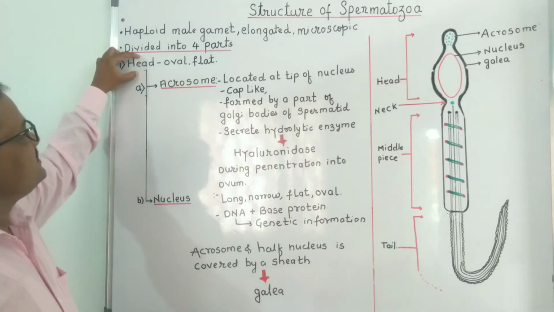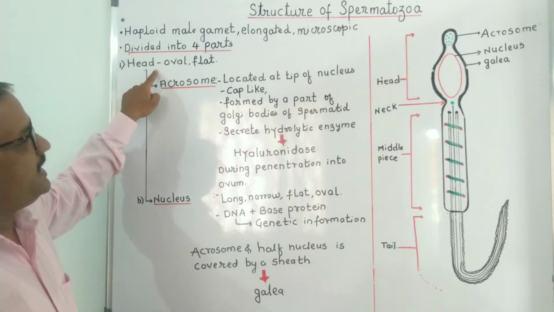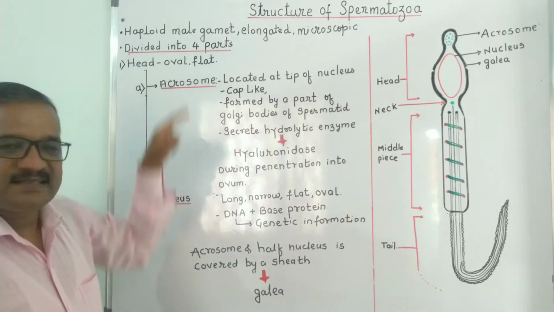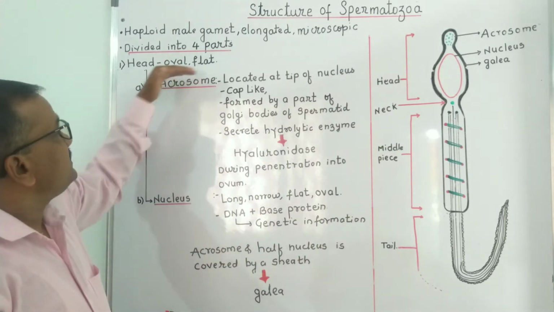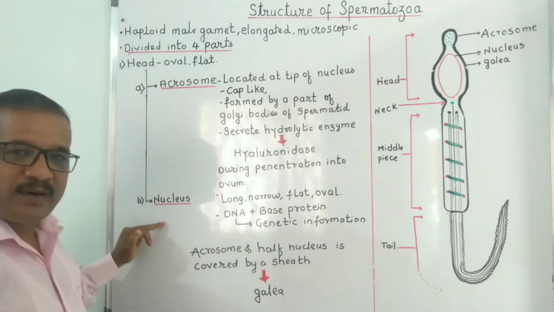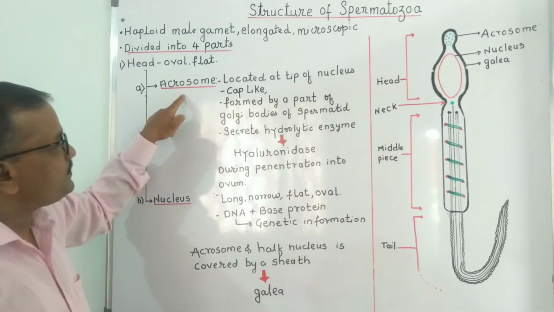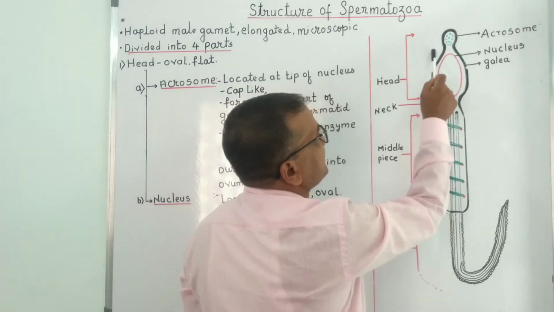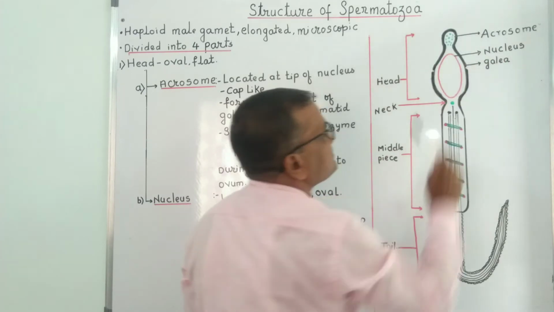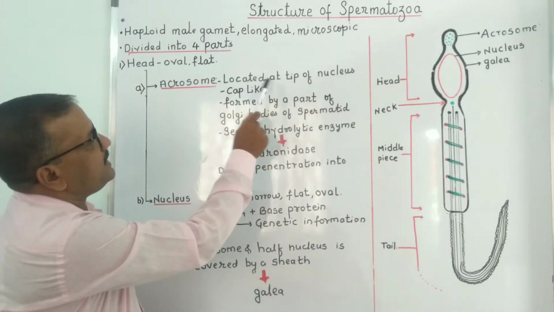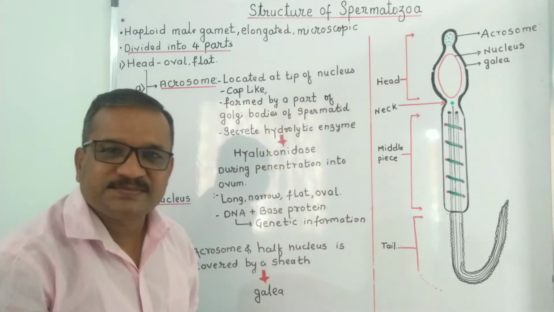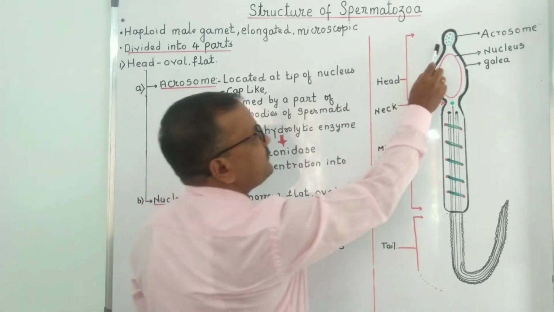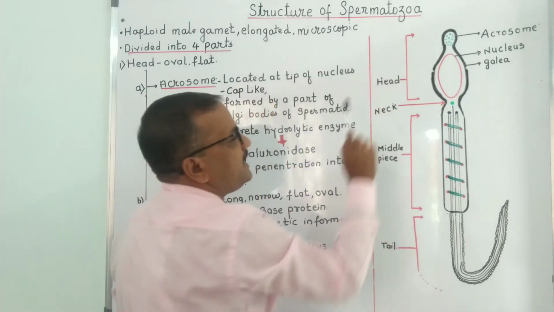So first we are going to see the head region. As we know, if you see this head region, it looks like an oval structure and it is flat. The head region is divided mainly into 2 parts. Number 1 is acrosome. Acrosome is present at the extreme position of this head region, so it is present here. This is called acrosome. This acrosome is located at the tip of the nucleus. It is a cap-like structure, so it forms a cap over this head region.